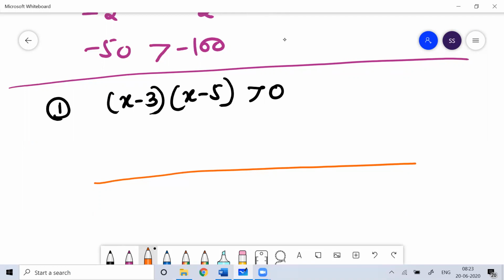How will I determine the critical points? I'll assume, for the time being, I know that it is not real, x minus 3 equal to 0. Then the value of x I'll get is 3. Similarly, I'll assume x minus 5 equal to 0, so the value of x I'll get is 5. I believe everyone has a basic knowledge of the number line. So I've drawn this number line and plotted these critical points, 3 and 5.